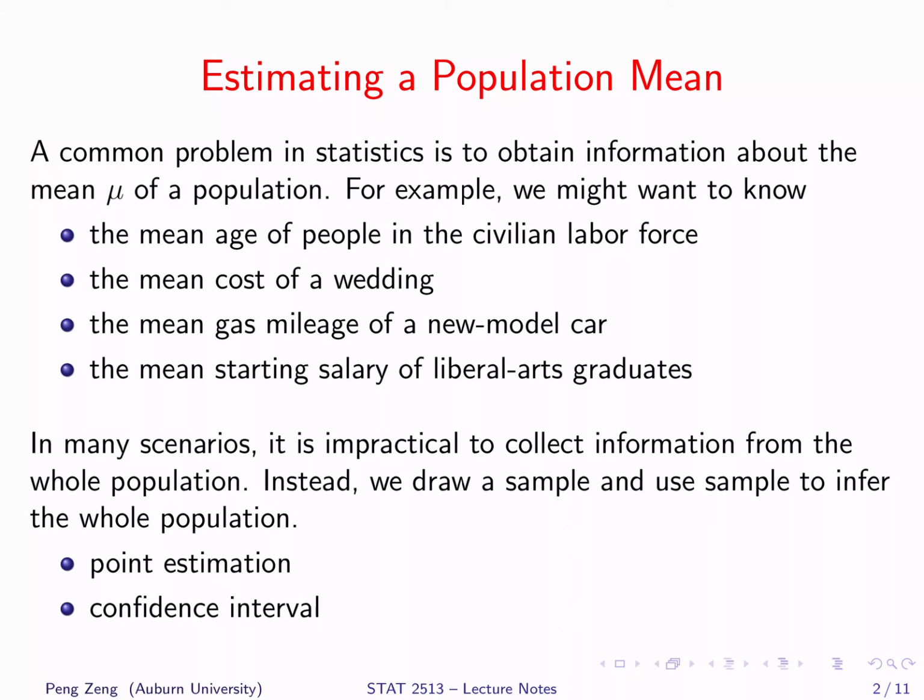In many scenarios, it is impractical to collect information from the whole population. For example, if we want to know the mean age of people in the civilian labor force, the population contains all workers in the country. It is expensive and unrealistic to collect information from everyone. In practice, we draw a sample and use the sample to infer the whole population. Recall that this is exactly how statistics works. In this lecture, we will introduce two influential methods, point estimation and confidence interval.